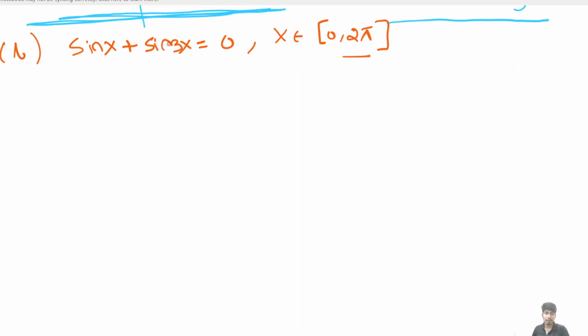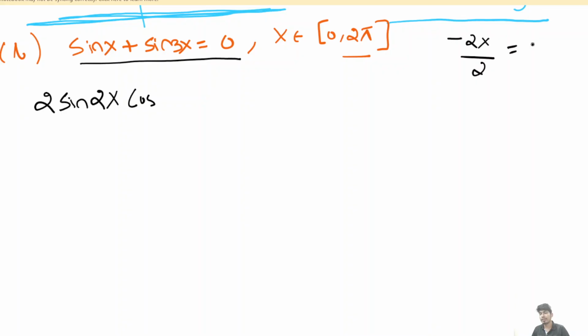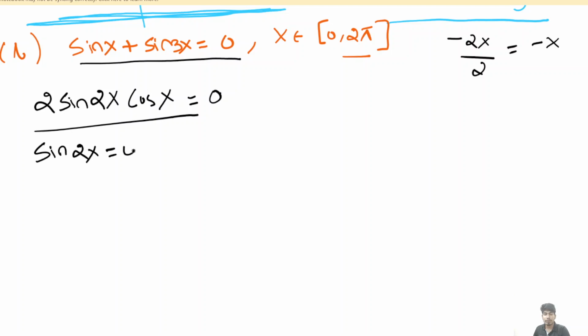Then apply here sin C plus sin D, which is 2 sin of (C plus D) by 2, meaning x plus 3x upon 2. This is 4x upon 2, and 4x upon 2 is 2x. And this is times cos of (C minus D) by 2, meaning x minus 3x, this is minus 2x, divided by 2, this is minus x. But we know cos of minus x is cos x, so this simply gives 2 sin 2x cos x is equal to 0. Then either sin 2x is equal to 0 or cos x is equal to 0.